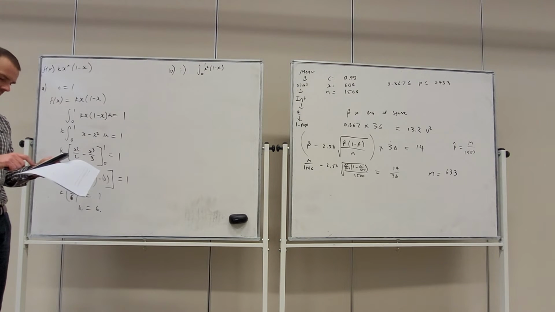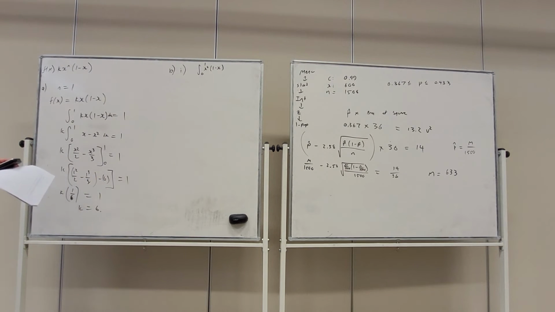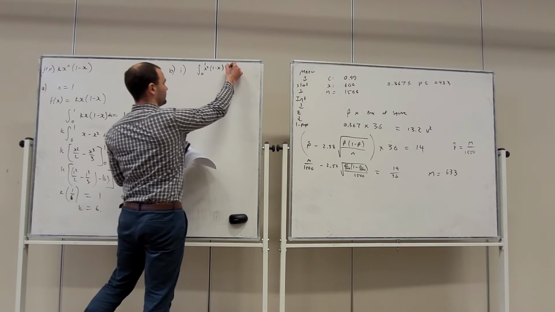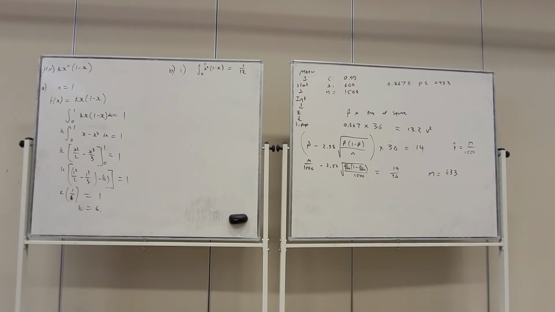X squared. Excuse me, I'm in parametric form. X squared, 1 take x, 0 to 1. 1 on 12. Okay, so we're just going to write 1 on 12.